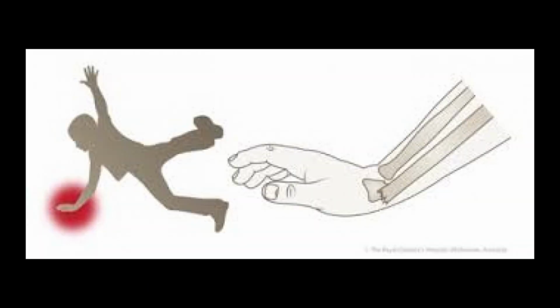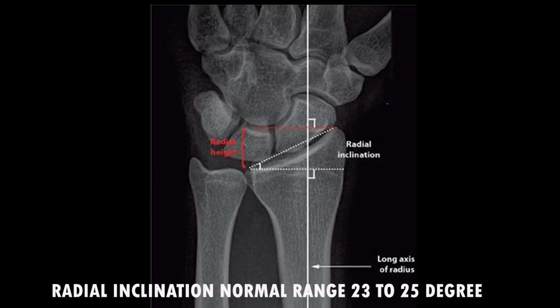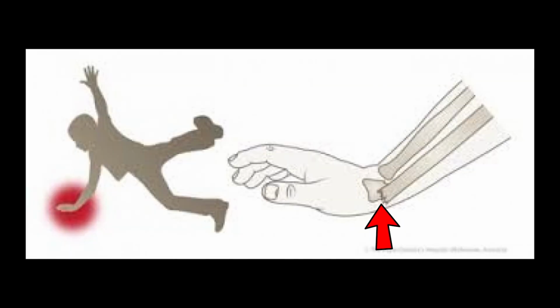Imagine there's a guy known as Vedant and he was playing cricket one day and he fell on an outstretched hand and fractured his distal radius. Because of that fracture, Vedant loses the length of the radius and the normal radial inclination. So guys, the normal radial inclination is 23 degrees. Now he lost the normal radial inclination because he lost the length of the radius relative to the ulna.